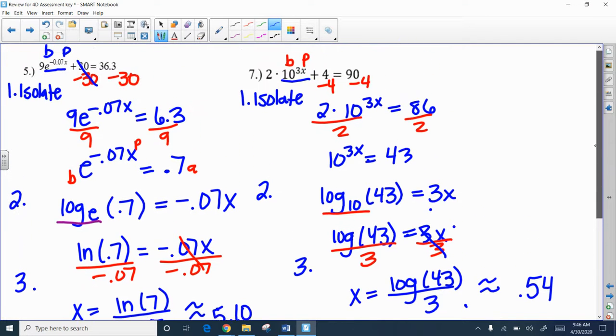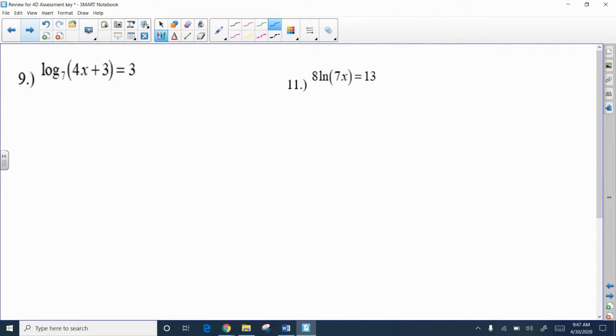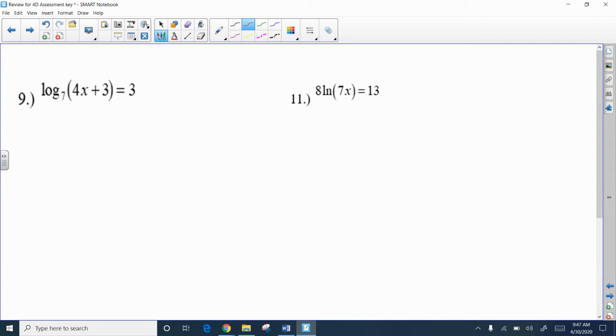So now let's look at the next section. These ones are all logarithmic functions, and we want to change these to exponential. So let's look at number 9. So we have this one. Step 1 is to isolate the logarithmic part. So on logarithmic functions, we want to get it in the form log base b of a equals p. Then we're going to have to change it to exponential form, which is b to the p power equals a.